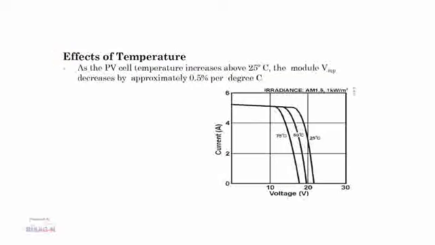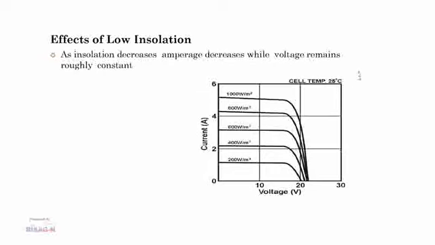Now, effects of temperature. As the PV cell temperature increases above 25 degrees Celsius, the module voltage decreases by approximately 0.5% per degree Celsius. Effects of low insolation. As insolation decreases, amperage decreases while voltage remains roughly constant.